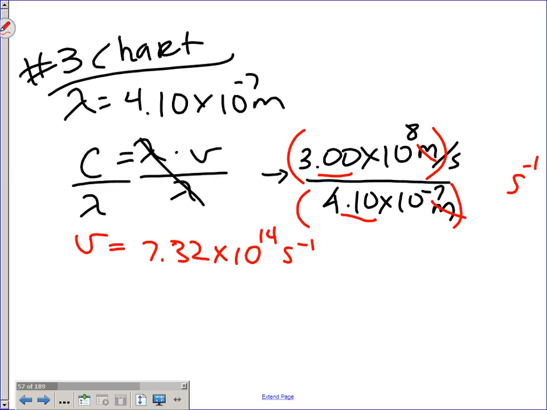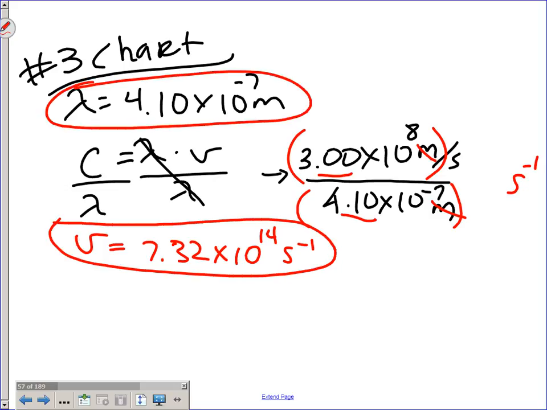After that, you just plug it in with the normal equation to get energy. Yes, so that's our next step. So we've done that first equation. We've solved for frequency. We already had a wavelength given to us in that chart. The last value to find in the chart is energy. So now we're going to take the information we have and solve for energy.